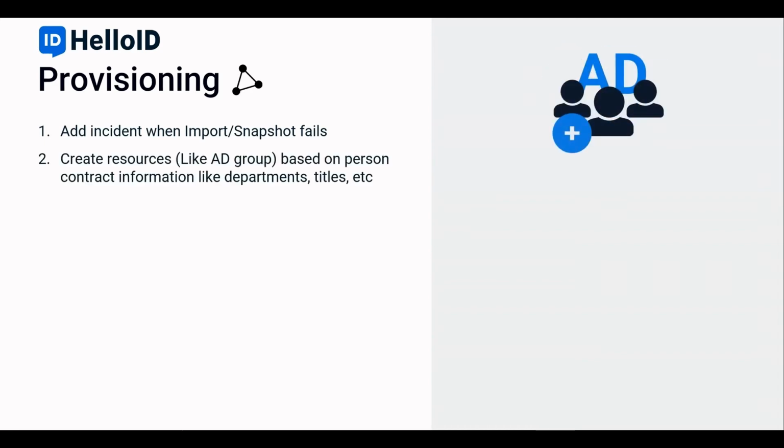Secondly, create resources like AD group based on person contract information like department, titles, etc. This feature will introduce the possibility to create resources like Active Directory groups, for example, before the provisioning permission actions are being executed. This process runs separate from the manual evaluation or enforcement and will create the required resources up front. For example, the dynamic permissions can be easily assigned using the subpermission configuration.